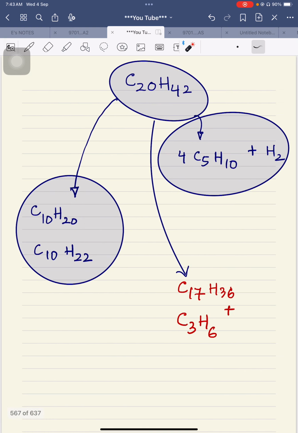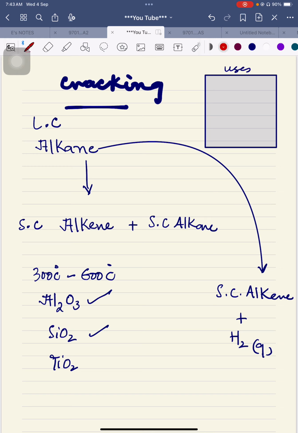One should know what the benefits of cracking are. Uses of cracking are to produce shorter chain alkane, shorter chain alkene, and hydrogen. This I can write over there as well, so that if anyone is confused about what the uses of cracking are. Number one, shorter chain alkane. Number two, shorter chain alkene. And number three is hydrogen gas as well.